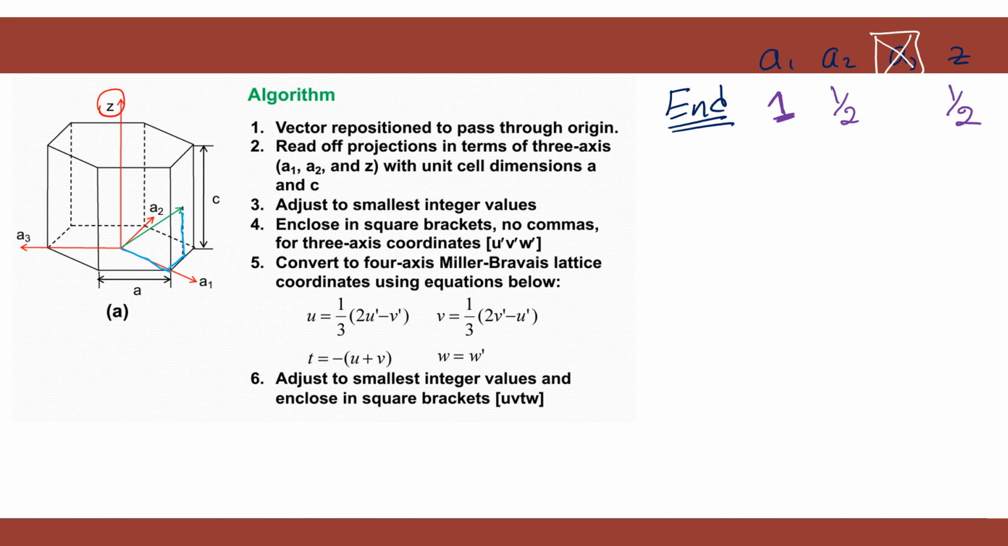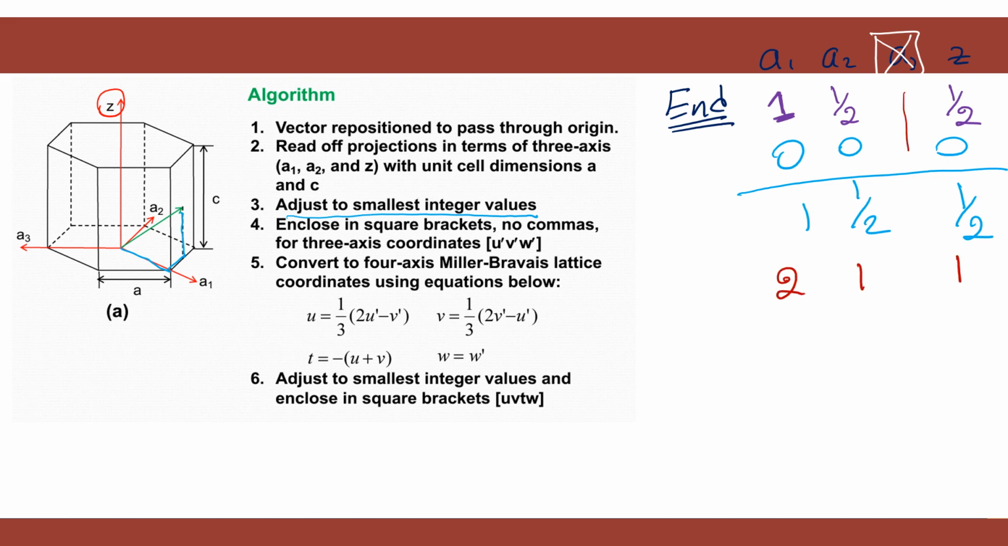Is that right? And start is always 0, and n minus the start will be half, and 1. Then what you need to do is adjust the smallest integer value. So how do you adjust it? You have to times by 2. So this is 2, 1, and a 1. Then what we need to do is find this one as well.